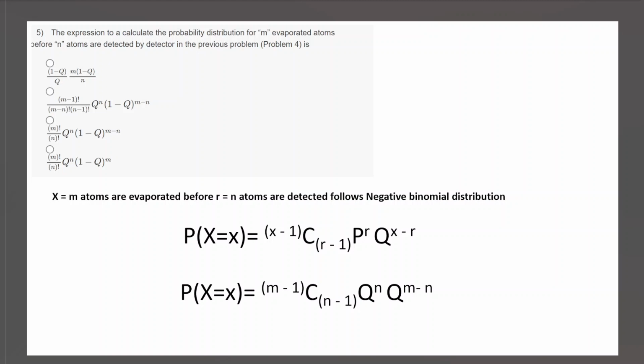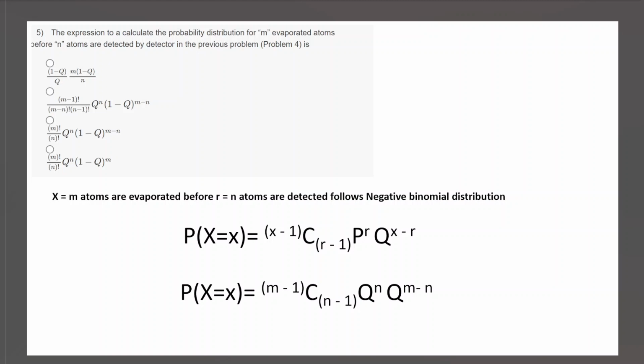The expression to calculate the probability distribution of M evaporated atoms before N atoms are detected by the detector in the previous problem 4 is, okay, they're asking to calculate the probability distribution of M evaporated atoms before N atoms are detected. So here, they're asking us to find the probability distribution. It's like N successes before M trials.